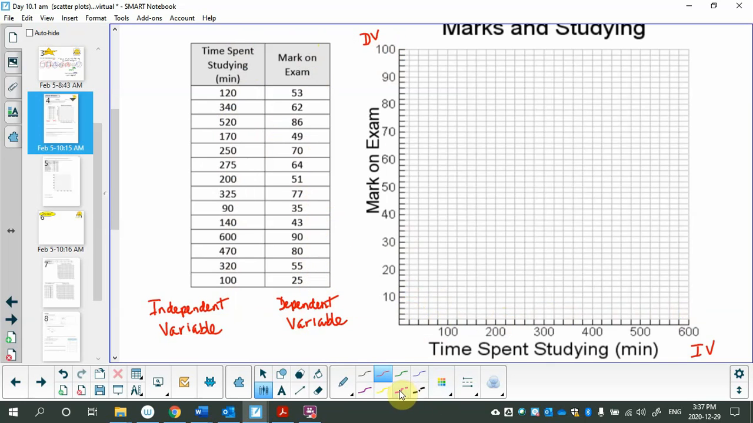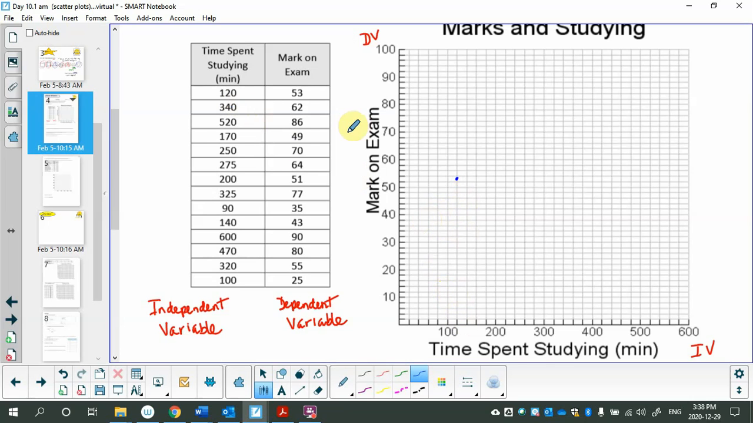So what I'm going to do is I'm going to dig out blue, and I'm going to start putting these dots on the picture. So I have to go over to the 120 mark and then up to 53. So 2, 4, 6, 8, 10, all the way up to here. So there's 50. There's 120, 52, 53. And I may be off because I'm using a tablet that is not exact.